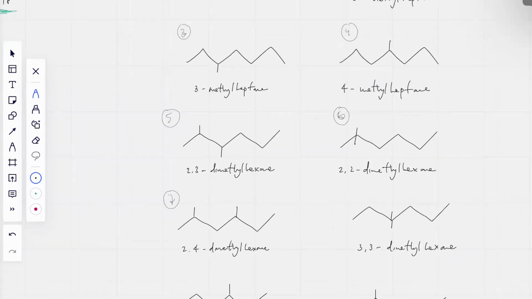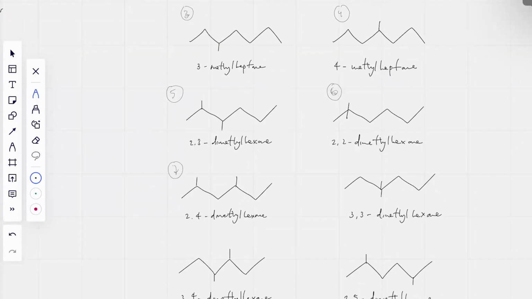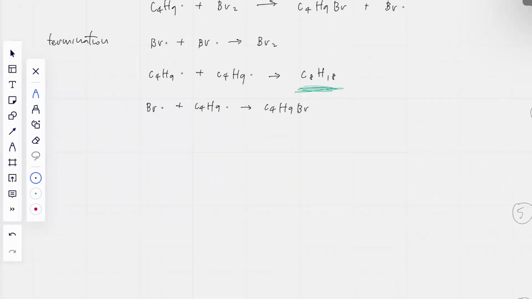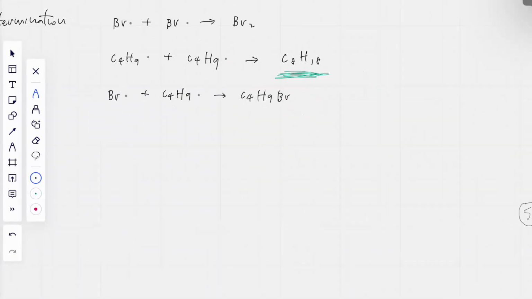2,3, 2,4. How about 2,5 here? 5 is at the bottom. Yeah, it's possible, right? 2,5. Okay. 8. 9. 10. Okay. Then you have so many, right? Later you can continue. But which one will be produced here?